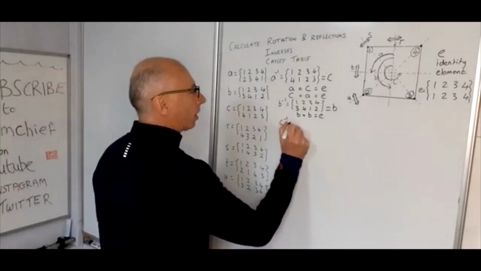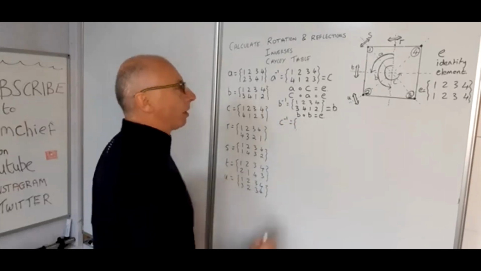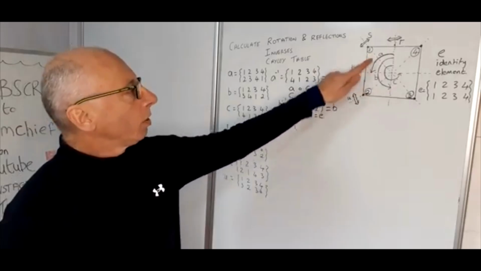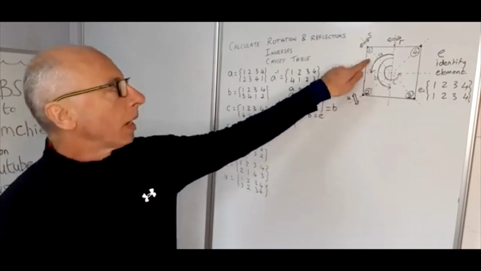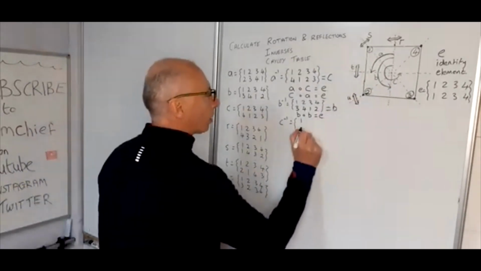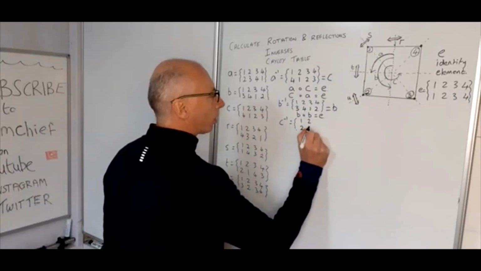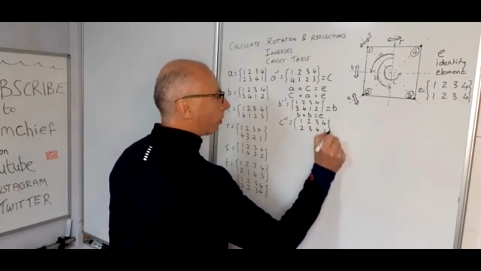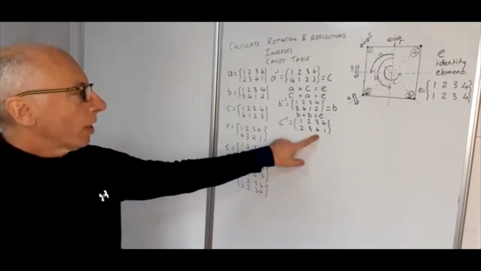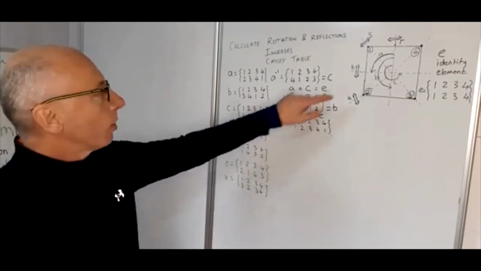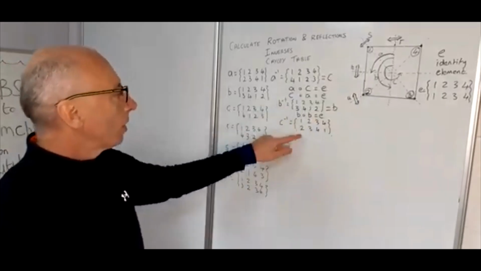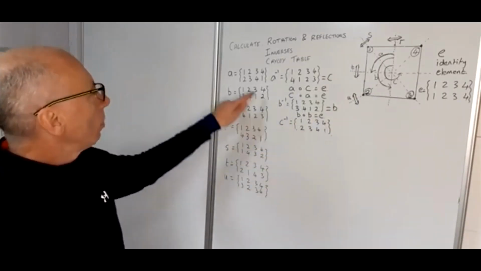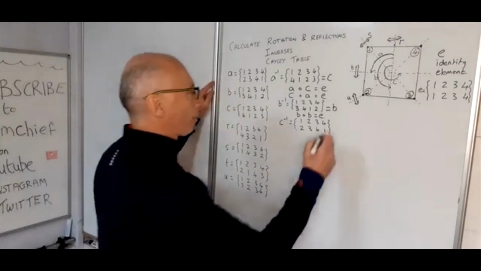Now C, this is a rotation through 270. So to get to 1, we would have had to start from 2 to get back to where we wanted to be. So 1 would be 2, 2 would be 3, 3 would be 4, 4 would be 1. So you can check those, but you can see that you would always start from 1 previous. So the inverse of C is 2, 3, 4, 1, which is the same as A.